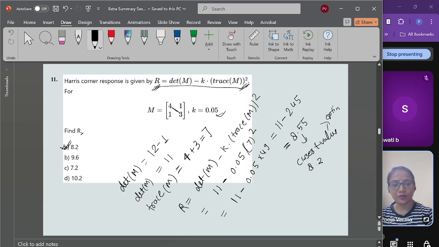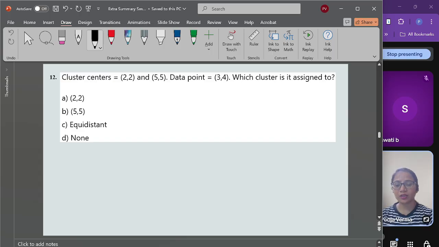Okay, moving to our next question. The cluster centers are given as (2, 2) and (5, 5). The data point is (3, 4). Which cluster is it assigned to? Between these two cluster centers, which cluster center will this data point be assigned to?